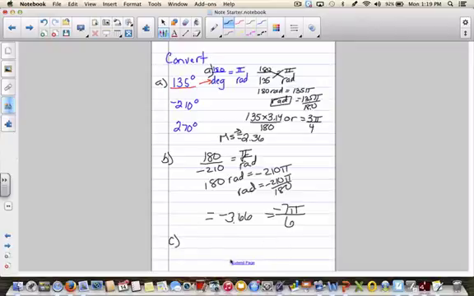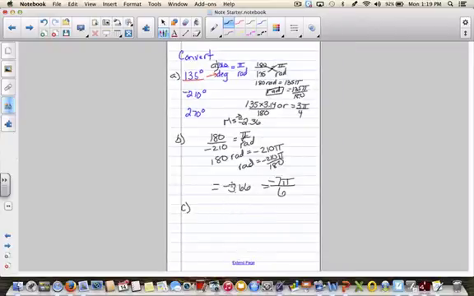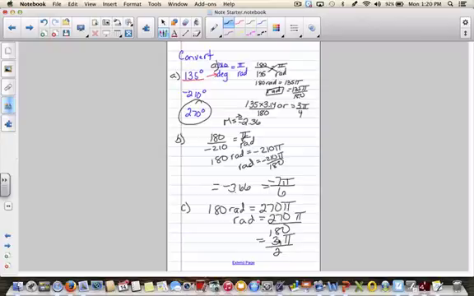And then finally 270. As you get comfortable with this method, you might be able to go right to it: 180 is always going to the bottom, and the angle I'm looking at goes with pi. I'm going to reduce to lowest terms, and 90 goes into 270 3 times, and 90 goes into 180 twice. So my final answer is 3 over 2 pi, or if we were speaking decimals, it's going to be 4.71.